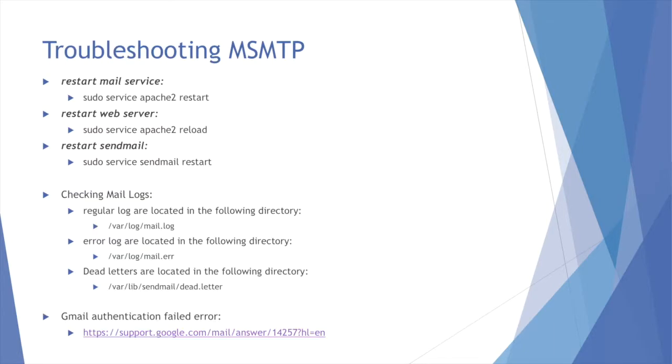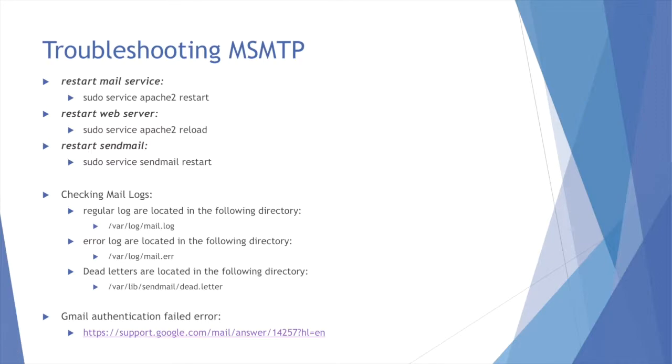If you need to troubleshoot MSMTP for whatever reason, you can restart the mail server by typing sudo service apache2 restart. If you want to only restart the web server, you can do sudo service apache2 reload. If you want to restart sendmail, you can do sudo service sendmail restart.